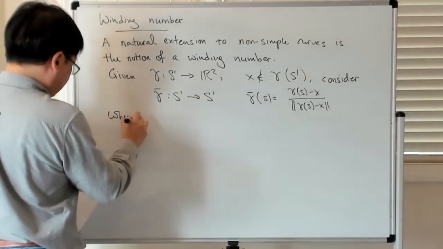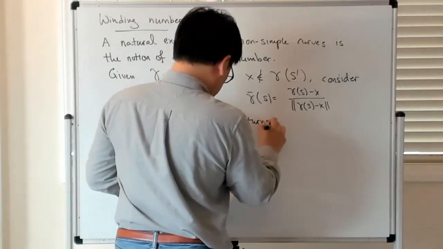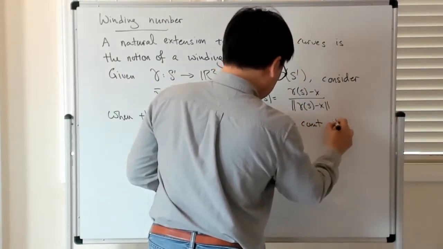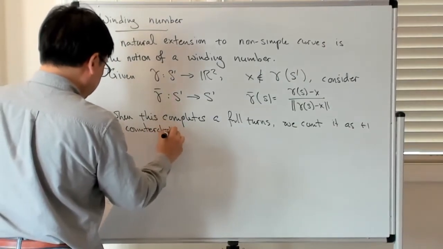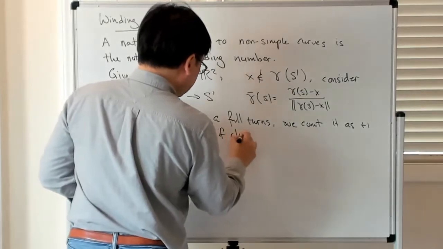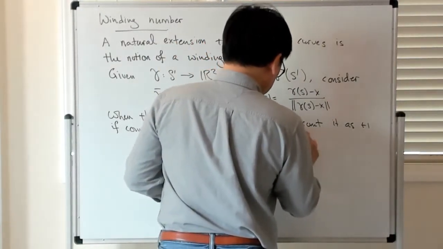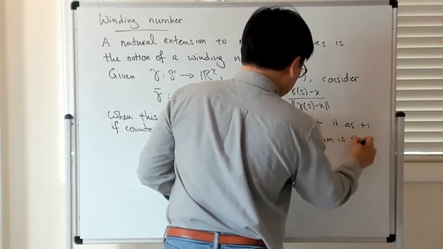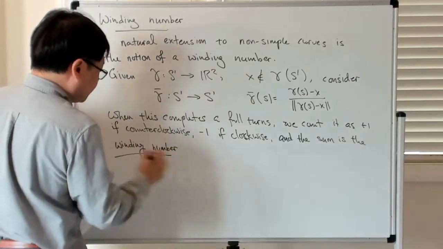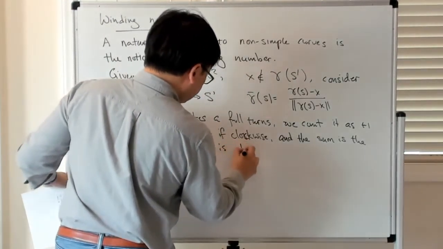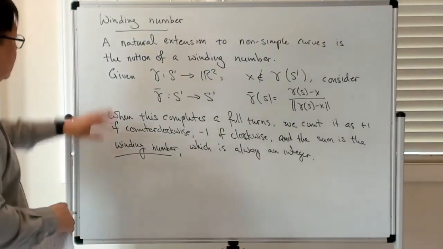So when this completes a full turn, we count it as +1 if counterclockwise, and -1 if clockwise, and then the sum of these is the winding number, which is always an integer. So that's this idea of a winding number.